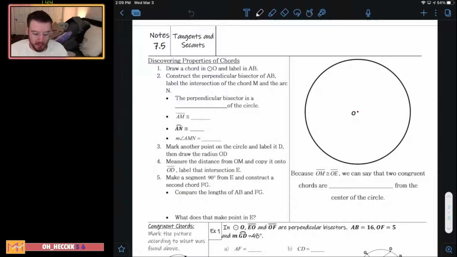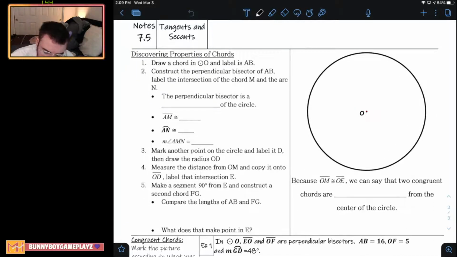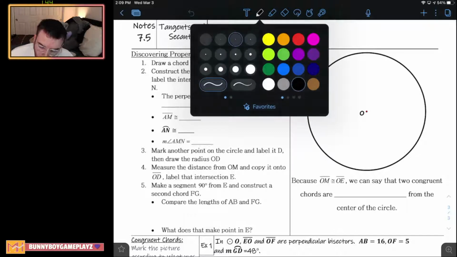Hello, geometry. Are you ready for the shortest video of all time, hopefully? Let's jump right into it. We're looking at the second half of 7.5, and we're looking at some properties of chords.